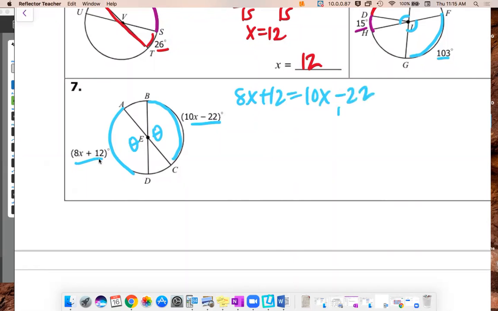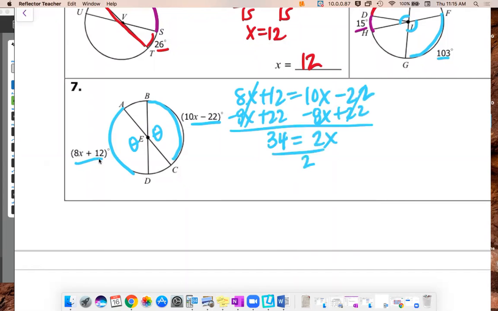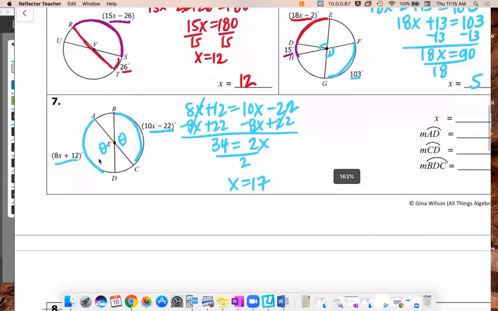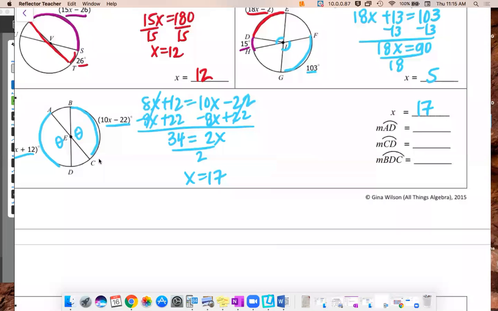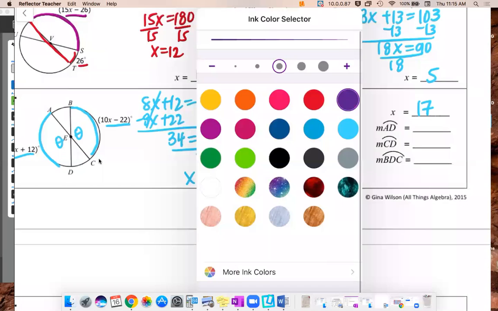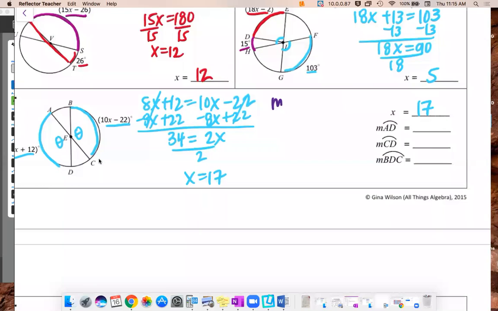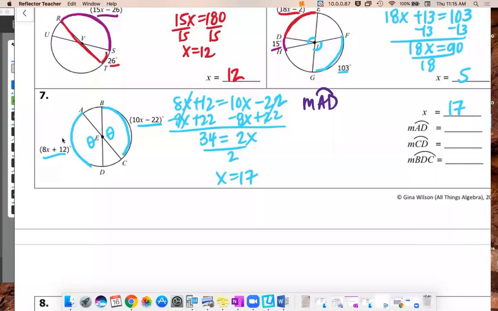So let's add 22. Subtract 8x, so then this cancels and this cancels. So we've got 34 equals 2x, divided by 2, x is 17. And then some of these problems are going to ask you to continue to find things. So you know x is 17, so if you want to find the measure of arc AD, they do give you arc AD right here.